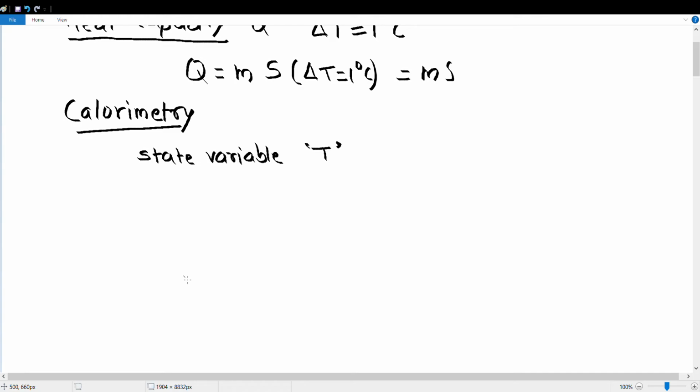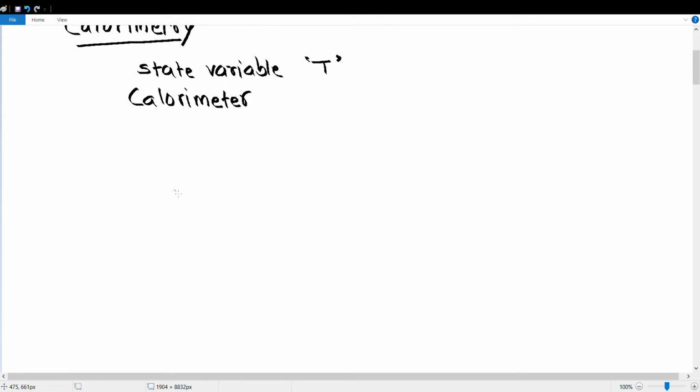The device known as the calorimeter is used to measure the quantity of heat which is exchanged, which is transferred from one object to another object. Now let us see a simple calorimeter.